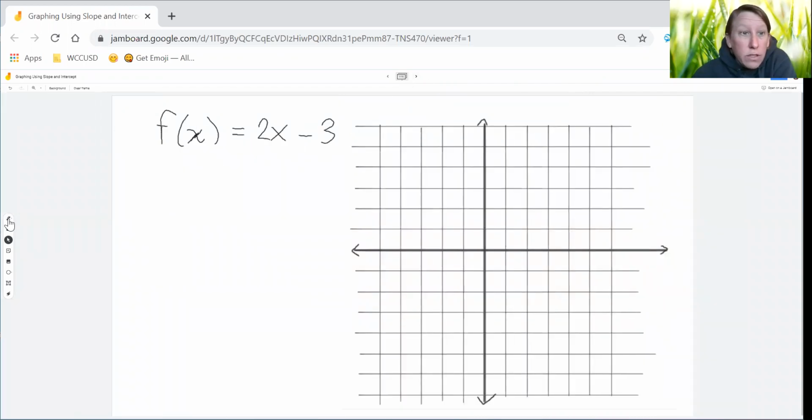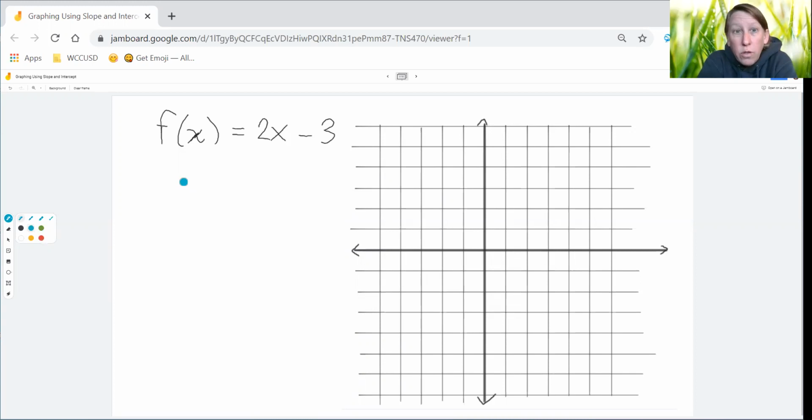Here is a linear function, f of x is 2x minus 3, and we want to efficiently figure out what that's going to look like. We have many ways to do that. Probably the easiest way to graph anything is type it into Desmos and see what it says. Another way that we've been practicing is to make a table of values and then take the values from the table and translate them onto the graph.